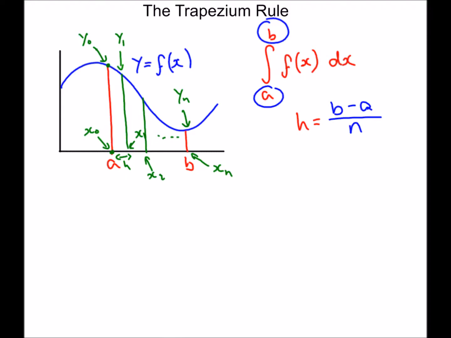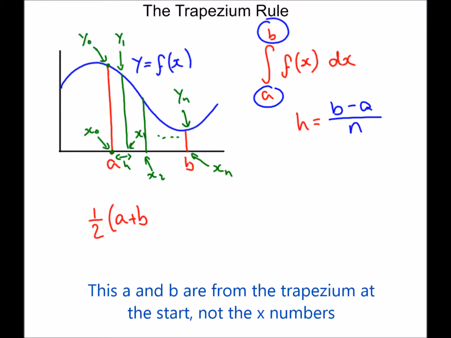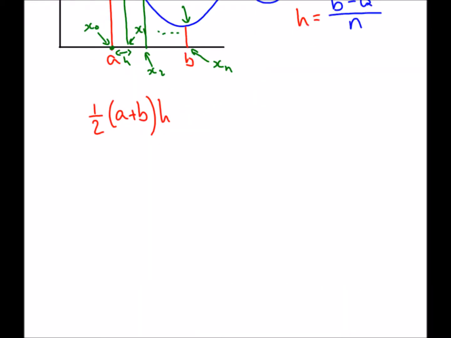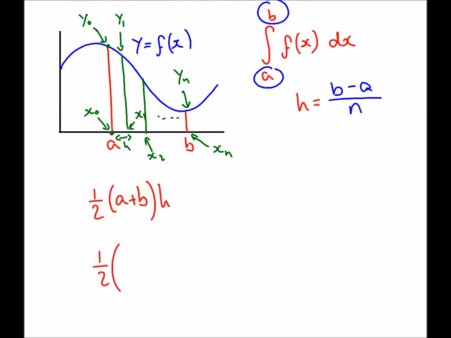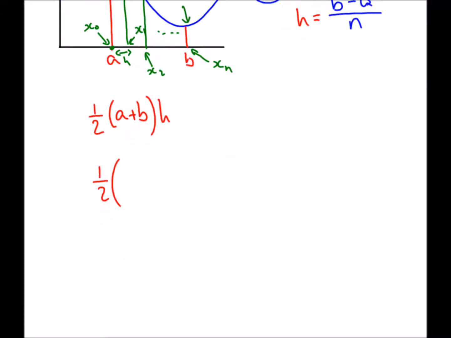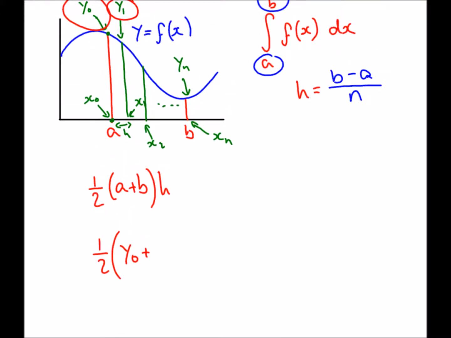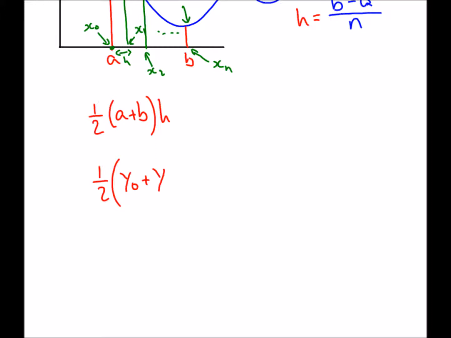So the area for my first trapezium is going to be a half (a plus b) times h, but as we discussed before, I can use my y values. So I can say that this is a half, and then my first y value is y0. So I'm going to say y0 plus my next y value, which we've said is y1, and I'm going to do that times my h number. So this here is my first trapezium.